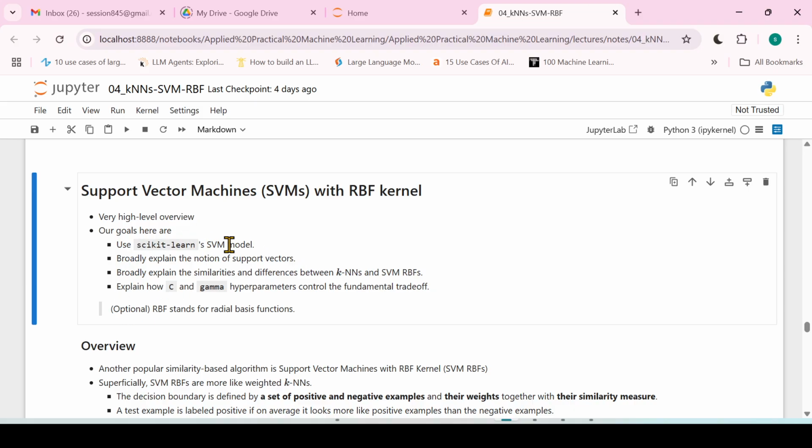So the goal is we'll use scikit-learn SVM models. We'll explain what the support vector is in support vector machines. We'll see the similarity and the difference between KNN and SVMs, and then we'll also see how the C and the gamma hyperparameters work. Right? And then we'll discuss the basics of RBF kernels.